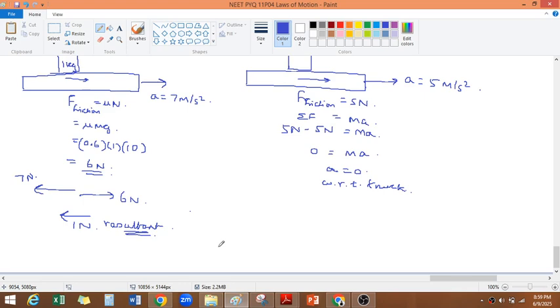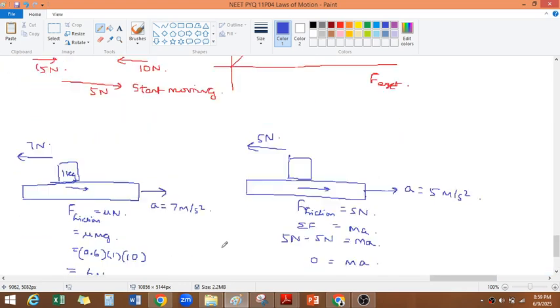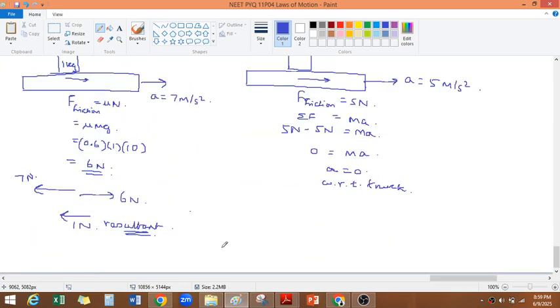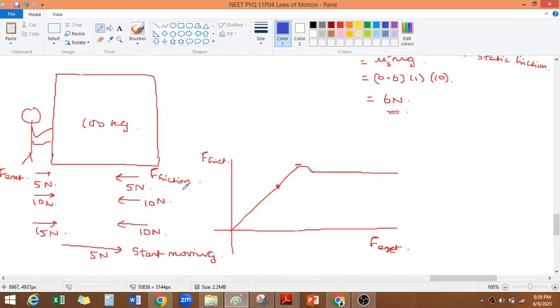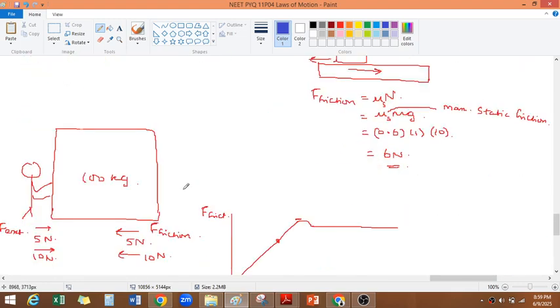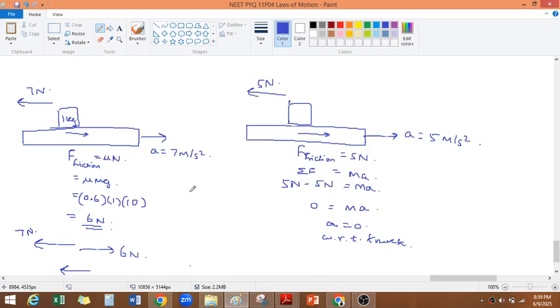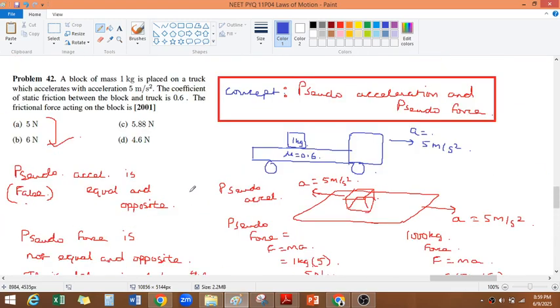That's all. So if they change the question, then you will say that the friction will be 6 Newton, not 7 Newton. Because if they ask you friction force, it is 6 Newton. If they ask you what is the force, pseudo force acting, then it will be 7 Newton. Okay, so for one problem you have to know so many concepts. Only then this problem will make sense.